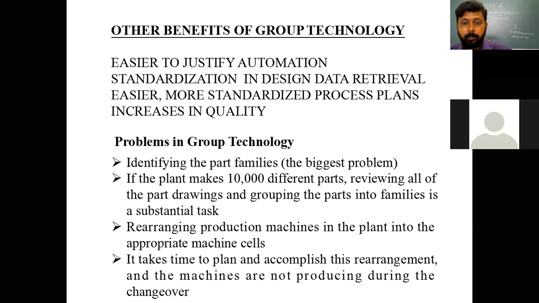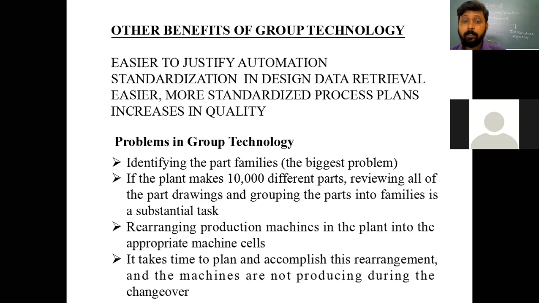Okay, so the first and the biggest problem is the identification of part families. How and who is going to make the identification? Okay, this is the biggest problem, because suppose if you make 10,000 different parts, if you are a big company and you are making 10,000 different parts. Okay, so reviewing all these parts and all the drawings and making the sheets and all these things will be a very substantial task. Okay, that is why it requires manpower, it requires everything you have to put in that.